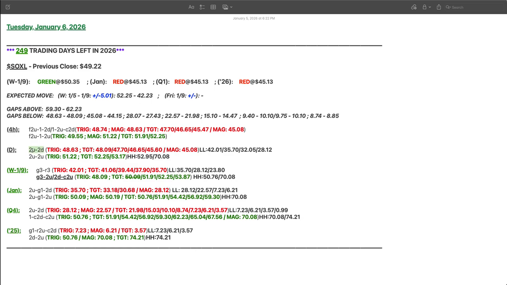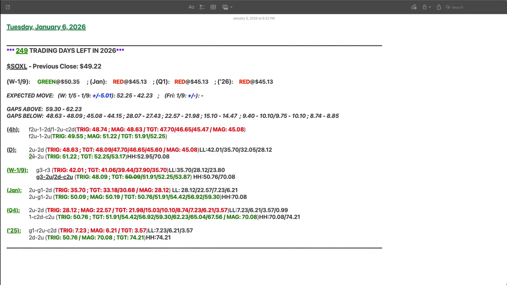If we go to the downside, that triggers a 2 up, 2 down, triggering at 48.63, which is the magnitude of this 2-1-2 down. But again, that then falls into that larger move to the downside with the magnitude of 45.08. So I wanted to give these possible bounce points, or possible higher low points as well.